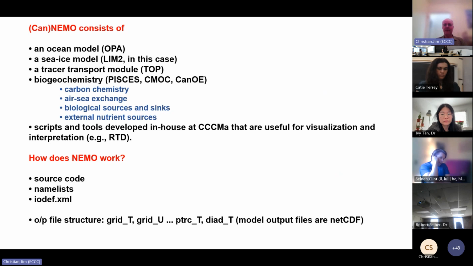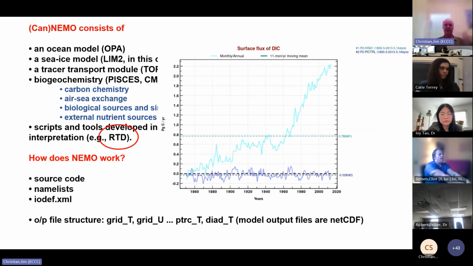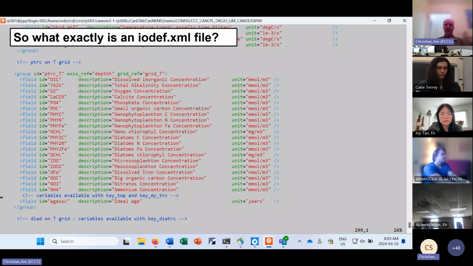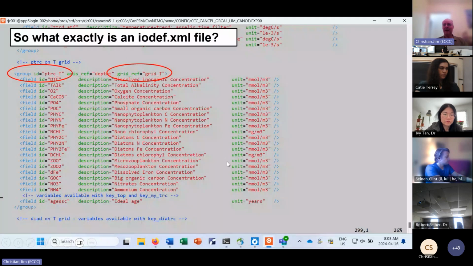So the IODEF is a file that just defines all of the outputs. So this is an example for the PTRC file, which, like I said, is on the T grid. So these are all the biogeochemical tracers. If you want to add a new tracer to the model, all you really have to do is just add one line to this file. Now, obviously, that's not all you have to do. You have to add a couple lines to the source code as well. But in principle, it is actually very simple and very user-friendly.